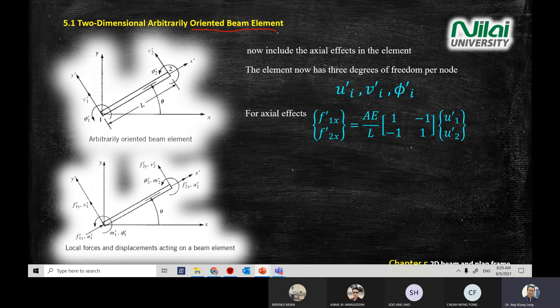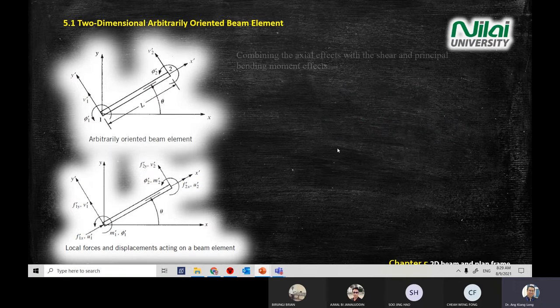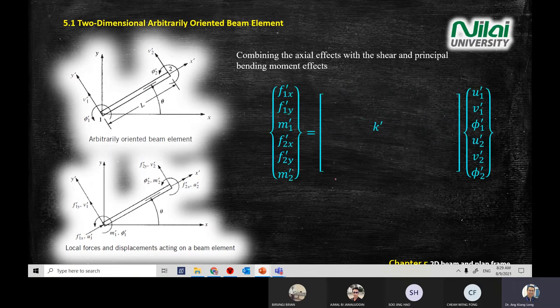You have to recall what you learned previously: F equals KD. For beam, you see this kind of matrix: F1X, M1Y, M, F2X, F2Y, M, times the K prime and the displacement. Basically, we are still repeating F equals KD. But for beam, as you compare to the left-hand side diagram, you have F1Y, F1X, and M. That's why you see the F components like this. Displacement is what you have.